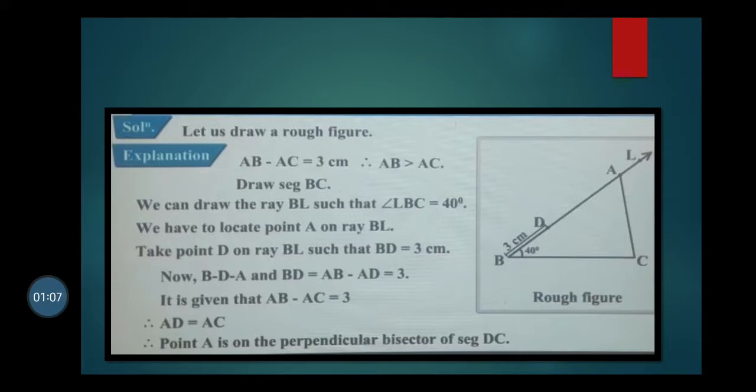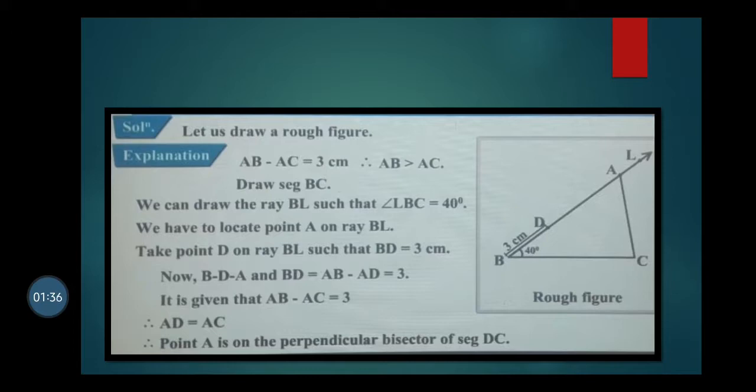Draw seg BC. We can draw the ray BL such that angle LBC is equal to 40 degree. We have to locate point A on ray BL. Take point D on ray BL such that BD is equal to 3 centimeter. Now B-D-A and BD is equal to AB minus AD, that is 3.